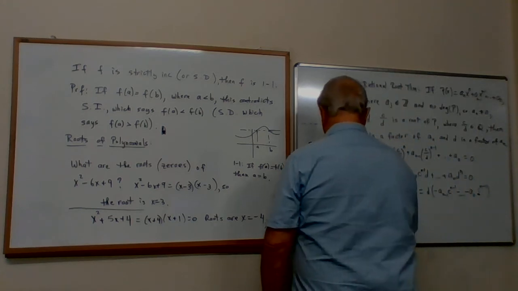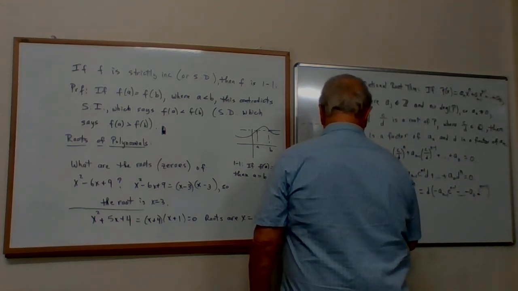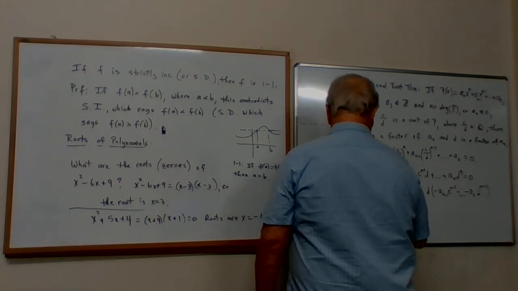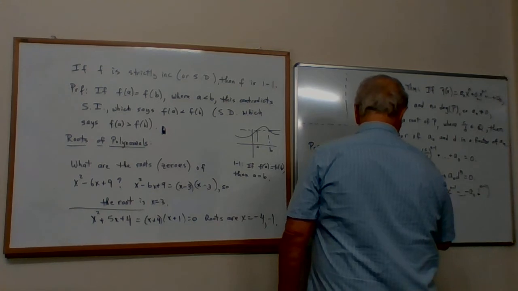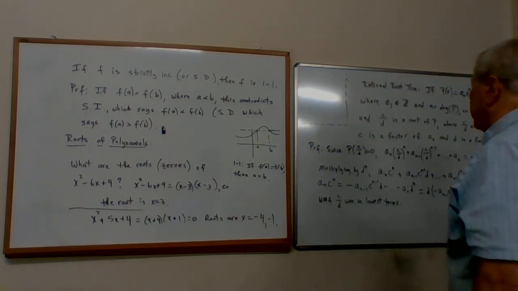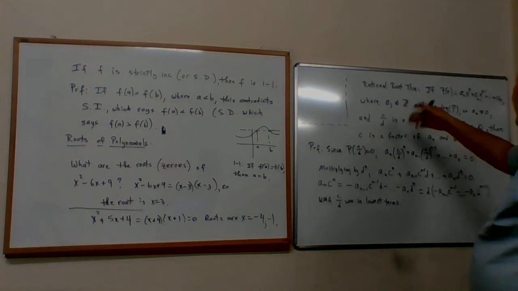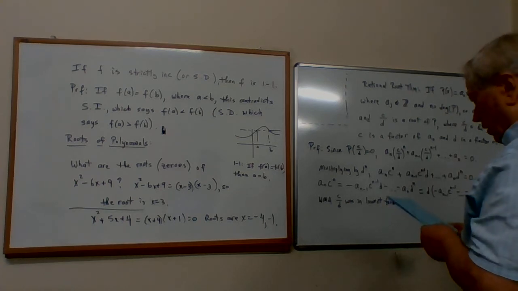Now, we may assume that C over D is in lowest terms. Typical trick. If it's not, then cancel all the common factors so that it is in lowest terms. So C over D now is in lowest terms.